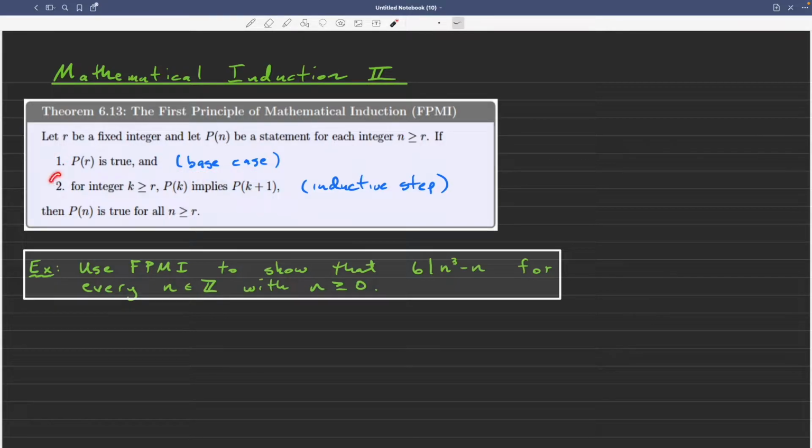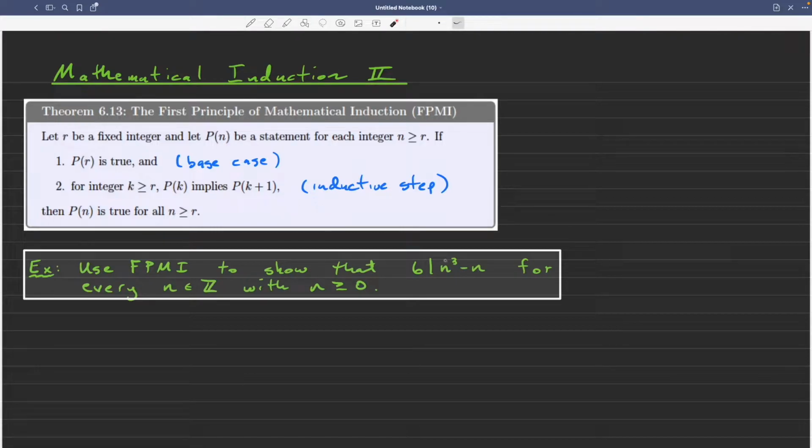And then second, you want to establish the inductive step is true. So the inductive step in the first principle of mathematical induction says you need to start with an arbitrary integer k that's greater than or equal to r, and you want to prove that the truth of P of k implies the truth of P of k plus 1. So anytime one of these statements is true, then the next one is true, is what you're proving. So if you can establish those two things, then you have proven all of those statements are true.